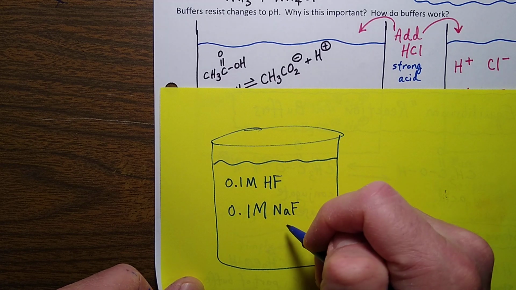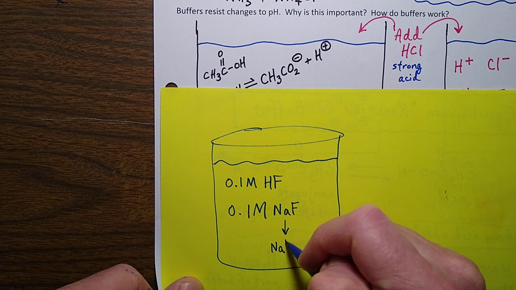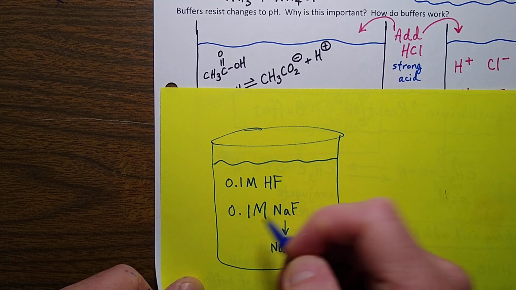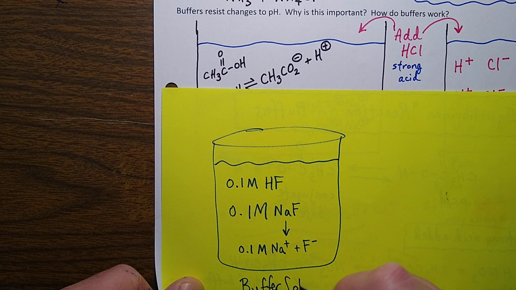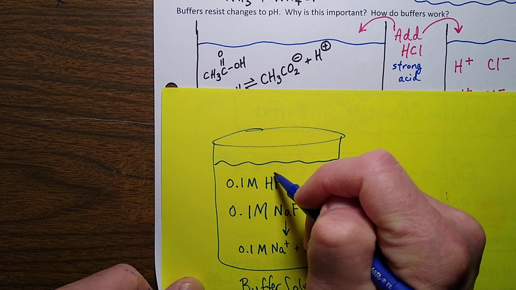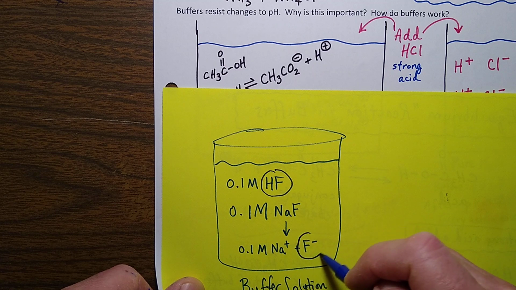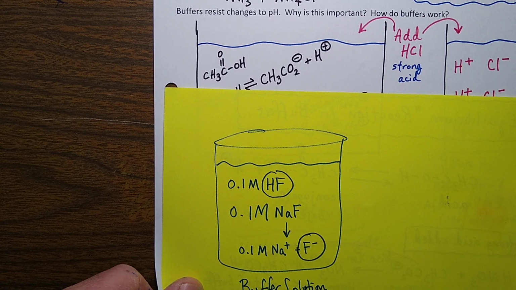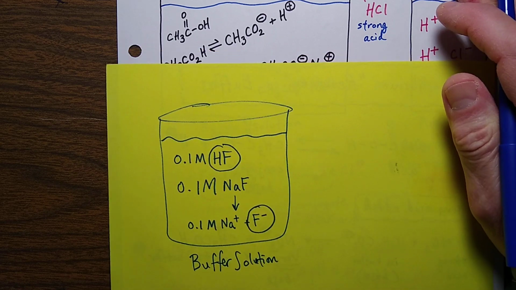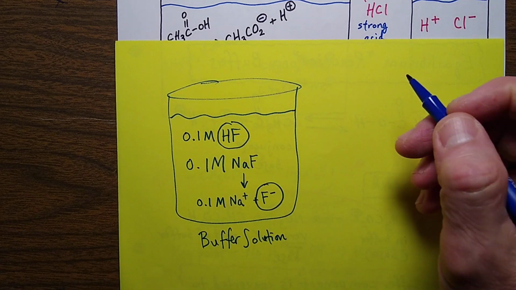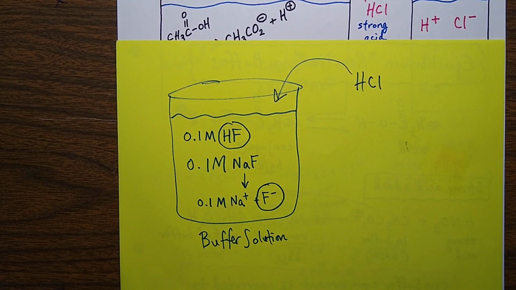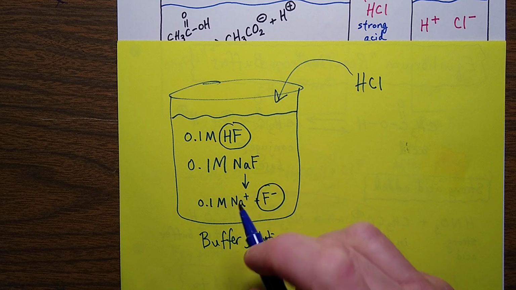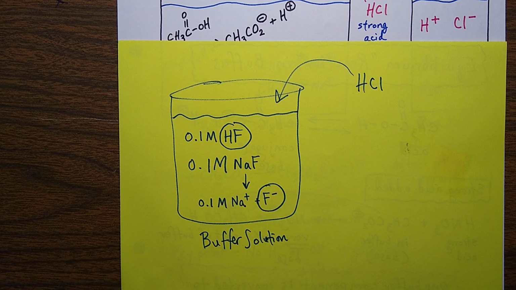What that does in solution is it breaks apart into sodium ions and fluoride ions, about 0.1 molar of each of them. So this is a good buffer solution. So it has a weak acid and it has its conjugate base. The sodium ions don't do anything. They just float around and watch the action. So let's say you add in some HCl to this buffer. How would you explain how this buffer system resists changes in pH and keeps it constant?